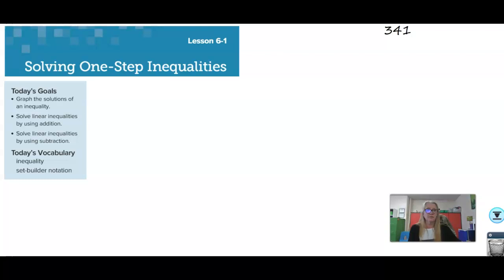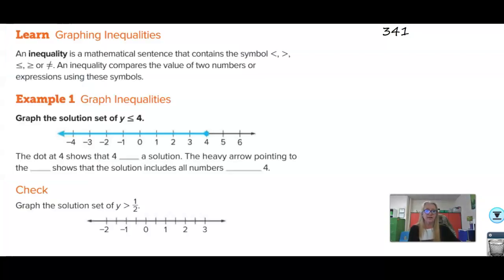All right, so it starts on page 341 of your workbook, Solving One-Step Inequalities. I know you guys covered this last year, so I think this will be review. We're going to do it a little bit differently than we do most of our units. So just pay attention, and I'll tell you what to do. Graphing inequalities. Okay, graphing a solution set.